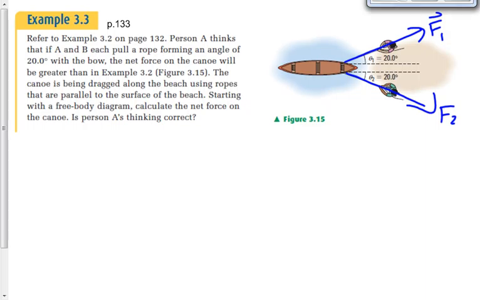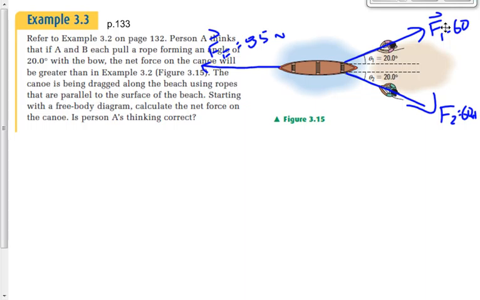Look back to that example 3.2 on 132, and we see that F1 was 60 newtons. F2 is 60 newtons. And there was, in fact, a force of friction that was 85 newtons. It's going to act backwards, right? We'll call that FF, and its value is 85 newtons. What's the net force? Well, again, we have to break this up into X and Y components, and then do F net is equal to the sum of the forces.